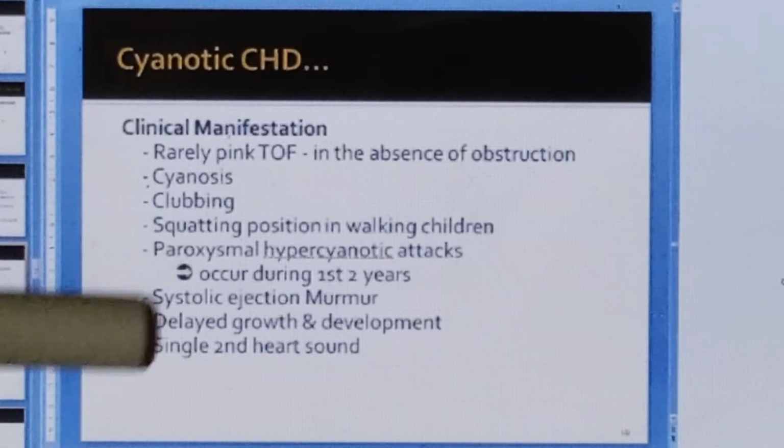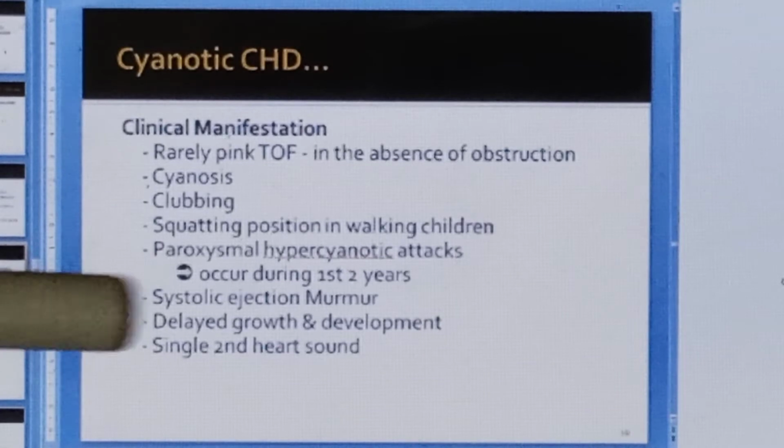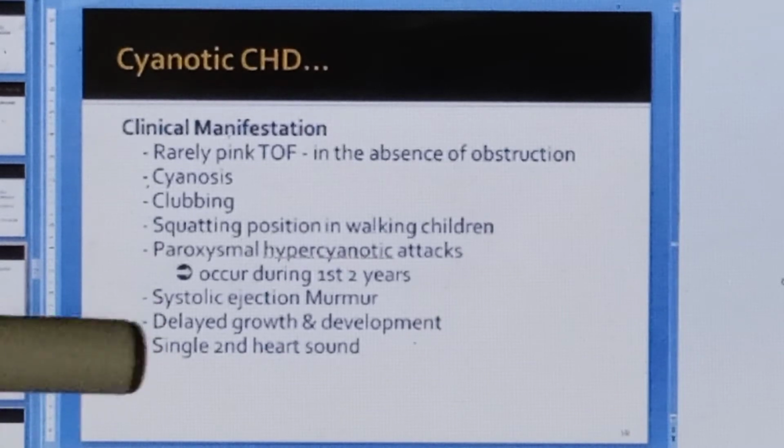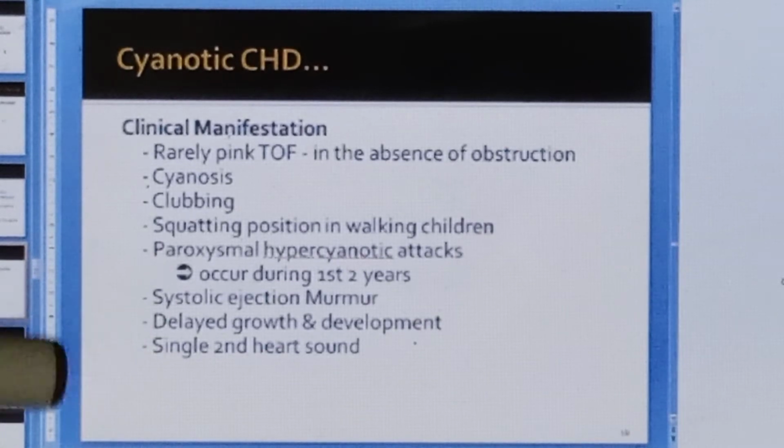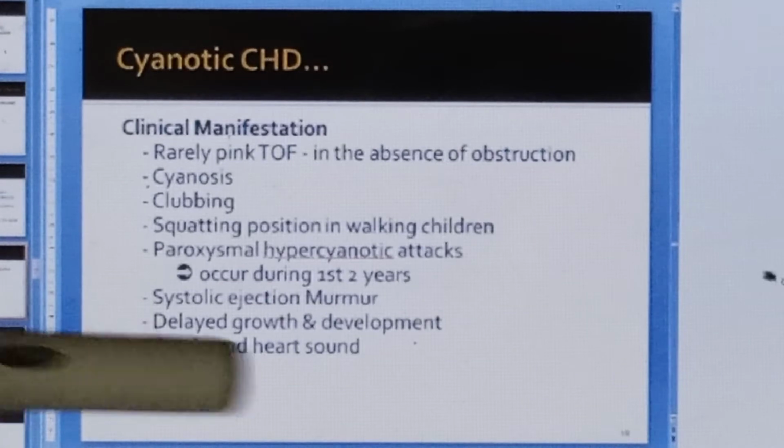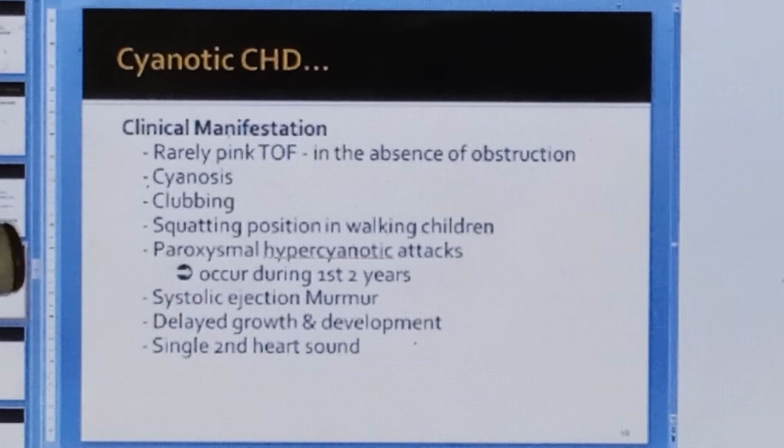There is a single second heart sound. As we know, there are two components of the second heart sound: one is aortic and the second one is pulmonary. Here, due to the pulmonary stenosis, one component of the second heart sound is absent in these cases because of the infundibular or the pulmonary stenosis. So these are the clinical features.